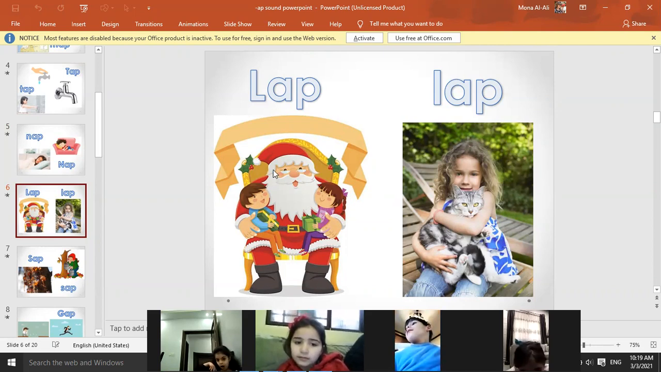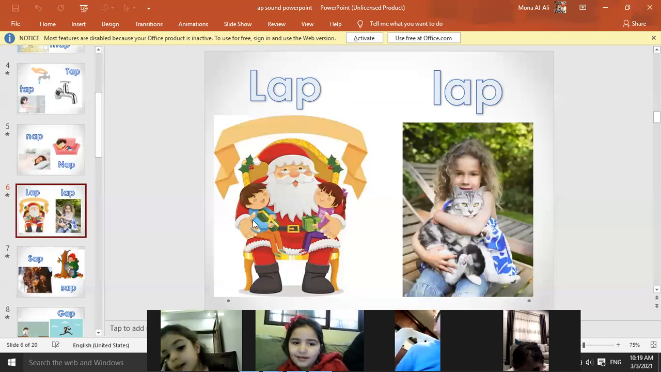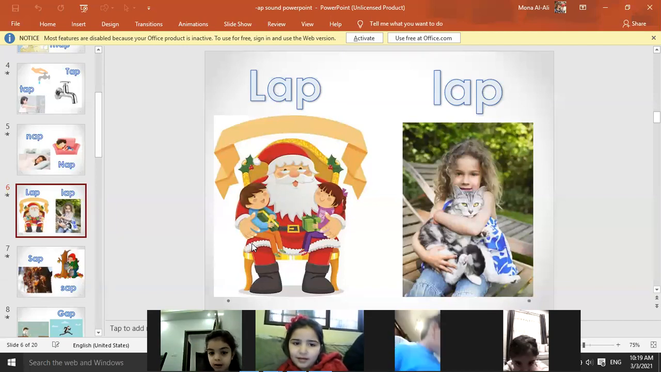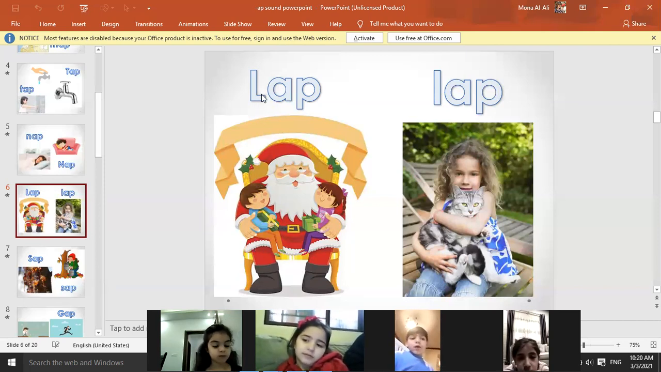Seema, look at Santa. You know Santa? Yes. And look at this boy and this girl. These kids like Santa. Because of that, they are sitting on his lap. Lap. The boy and the girl are sitting on Santa's lap. Lap.